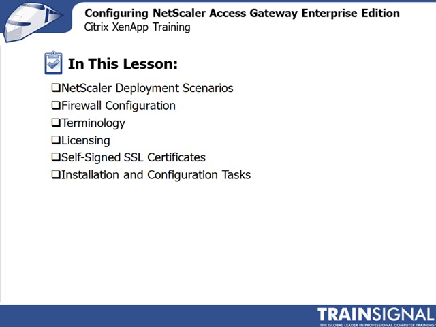So what are we going to cover in this lesson? We're going to talk about the different NetScaler deployment scenarios. Obviously, we're not going to do all of the deployment scenarios that are available, but I'm going to list them out and show you some of the basic network deployment scenarios for a NetScaler. We're going to talk about some of the firewall configurations and considerations. So what ports do you need to open? How many IP addresses? How many interfaces? And so on and so forth.